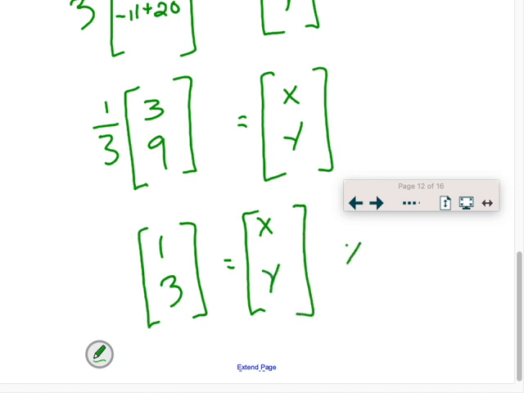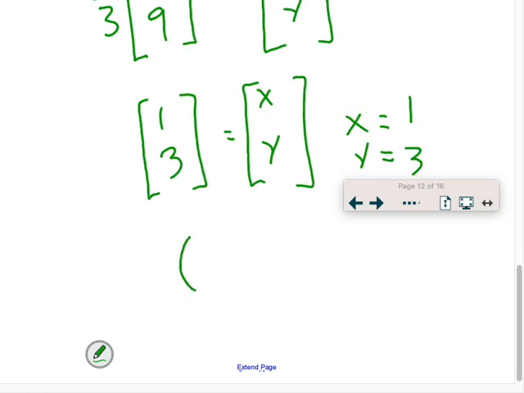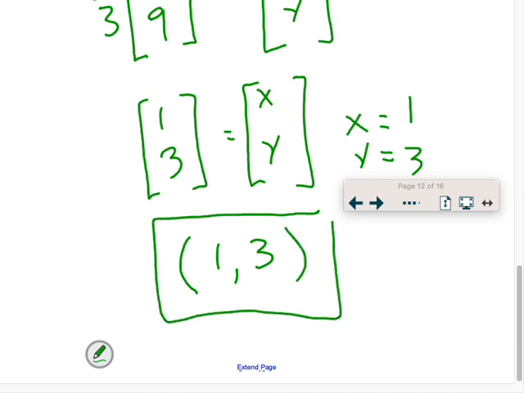And then now we can associate our variables with values, right? So we basically have x equals 1, y equals 3. And then since we were originally solving a system of equations, our solution goes in an ordered pair here: (1, 3). We've now solved a system of equations in 2 variables with a matrix equation using the inverse.